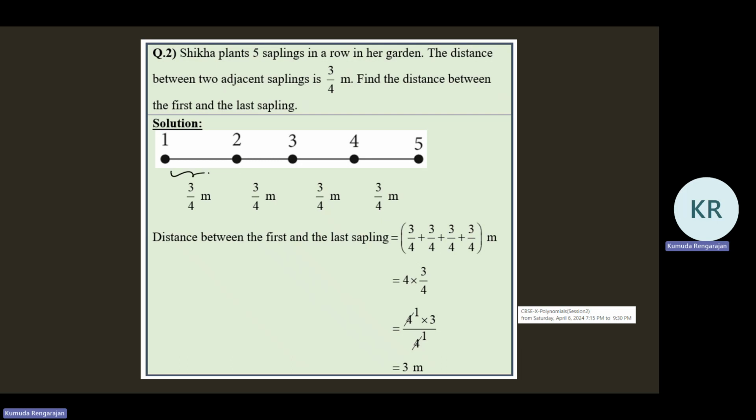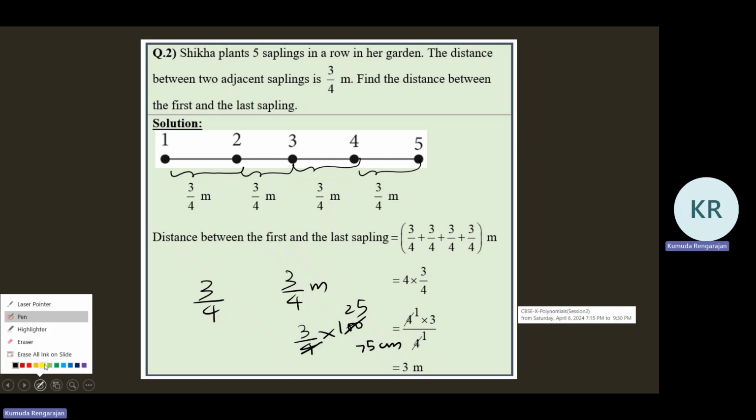That is, the distance between these two is 3 by 4. Between these two is 3 by 4. Between these two is 3 by 4. Between these two is 3 by 4. How many saplings? 5 saplings. What is the distance between two saplings? 3 by 4 meters. When the unit is given, it's a value, it's not a fraction. What is 3 by 4 meters? What is 1 meter? 100 centimeters. So 3 by 4 meters means 3 by 4 into 100. So it will be 75 centimeters.